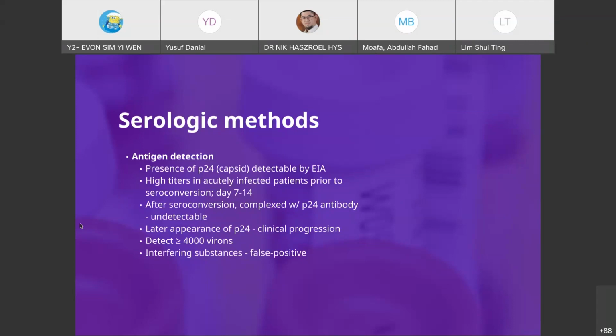And after seroconversion, after the body starts producing antibodies against HIV, the P24 can get complexed with P24 antibodies, which can make it harder to find. Later, when you have a clinical progression of the disease, you might see a resurgence of P24 capsids. These tests usually detect more than 4,000 virions. And there are some interfering substances that can cause false positives.